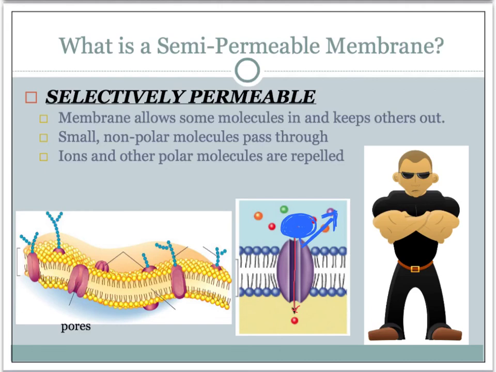Sometimes people compare the cell membrane to a bouncer in a club, right? So the bouncer is only going to let certain people in, certain people out. If you're underage, you're going to get bounced, just like if you're an ion or you're too big, you're going to get bounced. If you have an ID and you're the right age, you're going to be let in. So selectively permeable is how you would describe the cell membrane. And you would just say it functions to let small, nonpolar molecules pass through, but keep other molecules out.